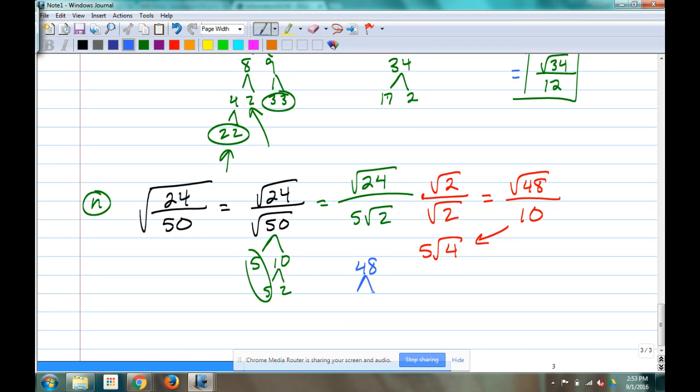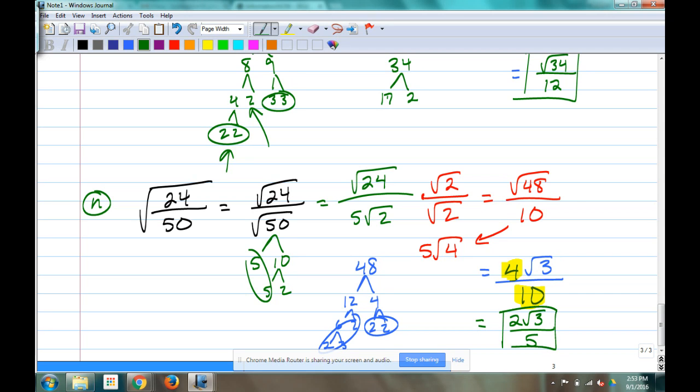So I'm just going to break down 48 with the factor tree, 12 and 4, 6 and 2, 2 and 3, 2 and 2. So I got a pair of 2s, another pair of 2s. So that's 4 radical 3 over 10. And here I need to look at that and say, oh, well, I need to simplify that. 4 over 10 will simplify, right? 2 will go into both of them. So that's 2 radical 3 over 5.